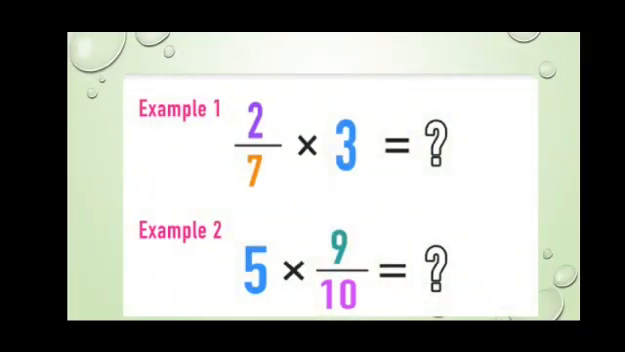Now you all can see the example on your screen. This type of examples we have already done in our previous standard. 2 by 7 multiplied by 3 is equal to 6 upon 7. 5 multiplied by 9 upon 10 is equal to 45 upon 10. Now our next topic.